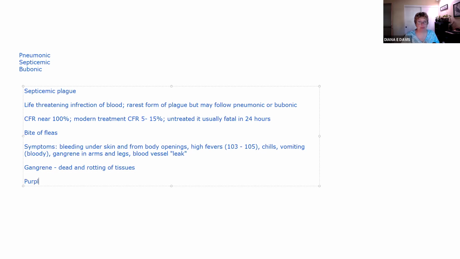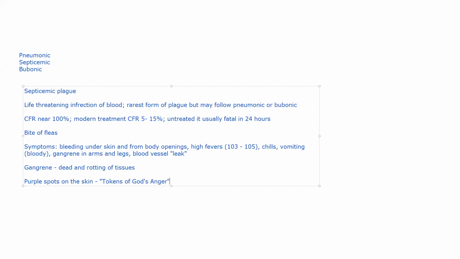You get purple spots on the skin from the bleeding underneath the skin. Those purple spots were called tokens of God's anger. So if you had these purple blotches on your skin, looking like a very, very dark purple bruise, that was a sign that God was mad at you.